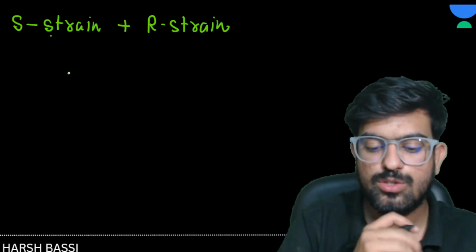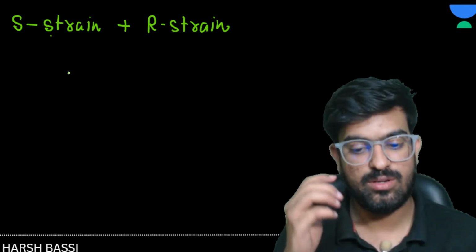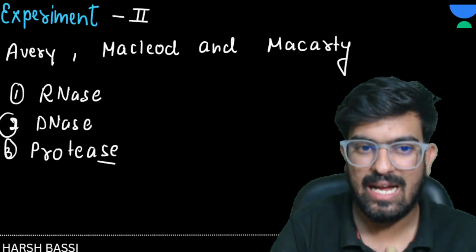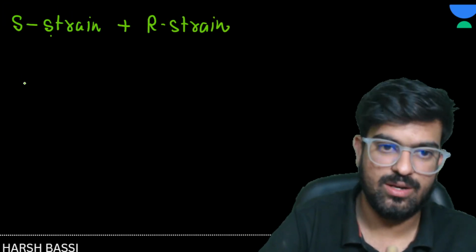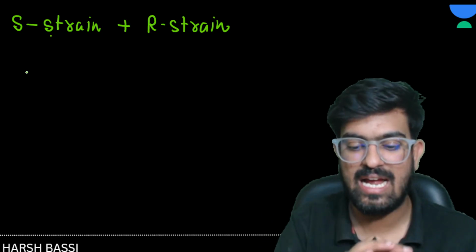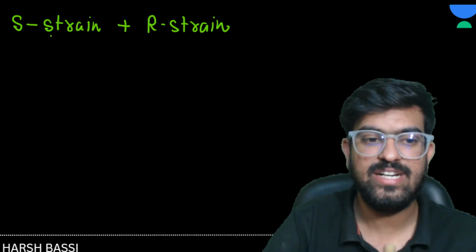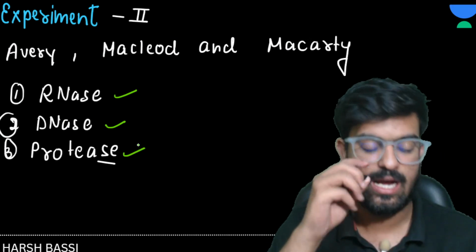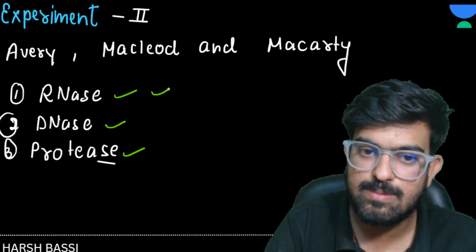So in the Avery, McLeod and McCarthy experiment, we took the R strain and the S strain, and we took these different enzymes. RNase once, DNase once, protease once. Transformation happened in the case of RNase also.